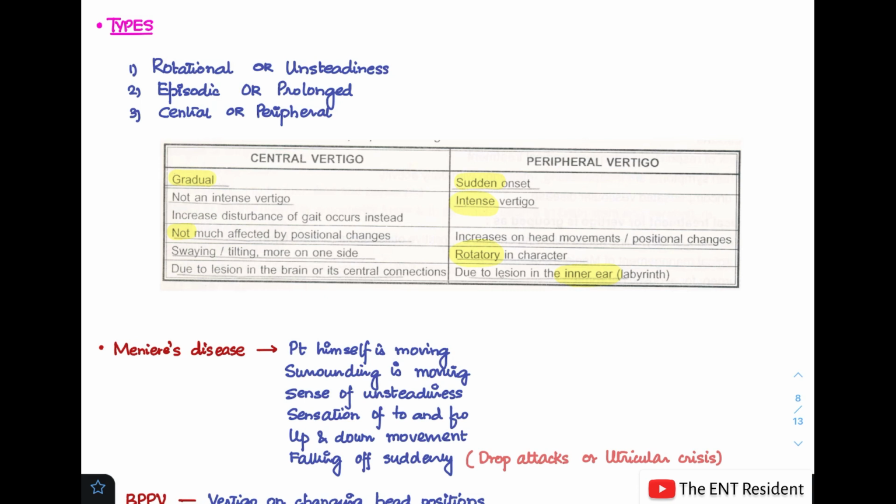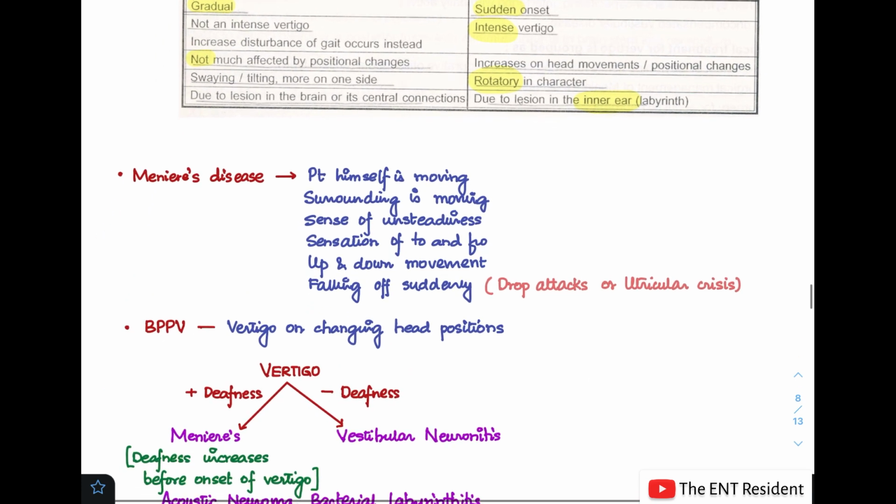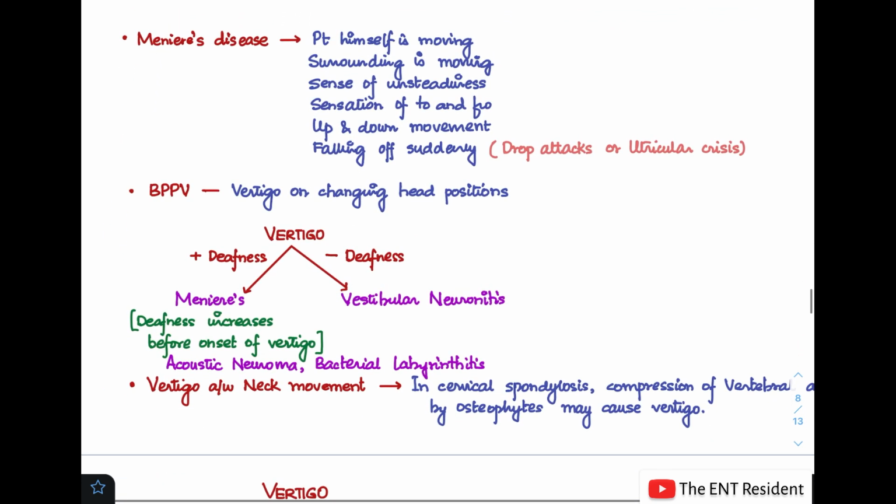Now there are common features of certain diseases which cause vertigo. The first one is Meniere's disease. In Meniere's disease, the patient will complain that he himself is moving, the surrounding may as well be moving, there is a sense of unsteadiness, a sensation of to and fro movement and up and down movement, and there can also be a history of falling suddenly. This is known as drop attacks or utricular crisis. So these are all the features of Meniere's disease. Whereas in BPPV, the patient mainly complains of vertigo on changing head positions.